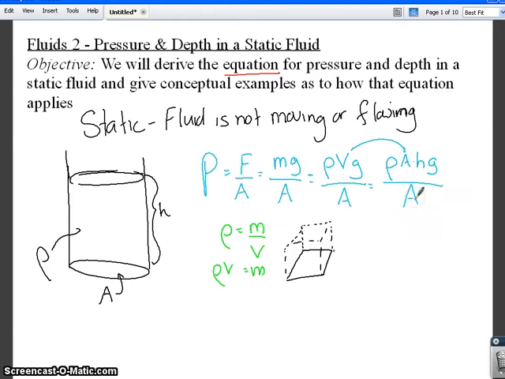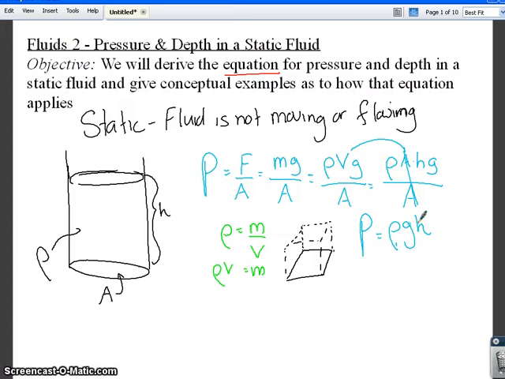So volume is the same thing as area times height, times g over A. If you notice here, area cancels out, and we have the pressure of a fluid is equal to rho g h. So the pressure inside a fluid, if we know how deep something is, we know the density of the fluid, and we know gravity, and we're probably going to do all these problems on Earth, then at any height, we know the pressure at that height. Because we know the density, we know gravity, and we know the height. So pressure is equal to rho g h.